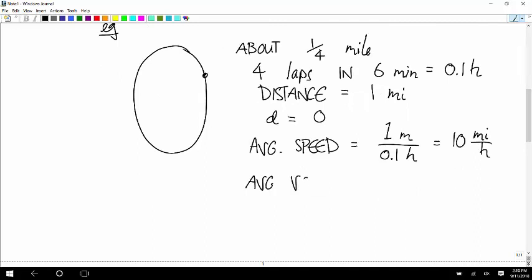Your average velocity is the displacement divided by the elapsed time, which is 0 divided by 1/10 of an hour, which is 0. So no matter how fast you run, or no matter how fast a car goes around a track, anytime you end where you started, the average velocity is 0. The average speed is always something if you're moving. Any questions about that? Yeah.